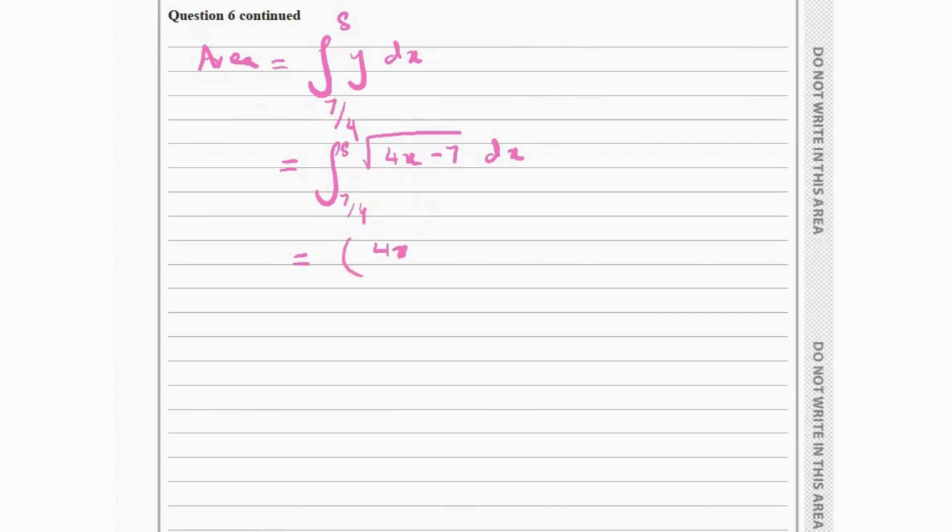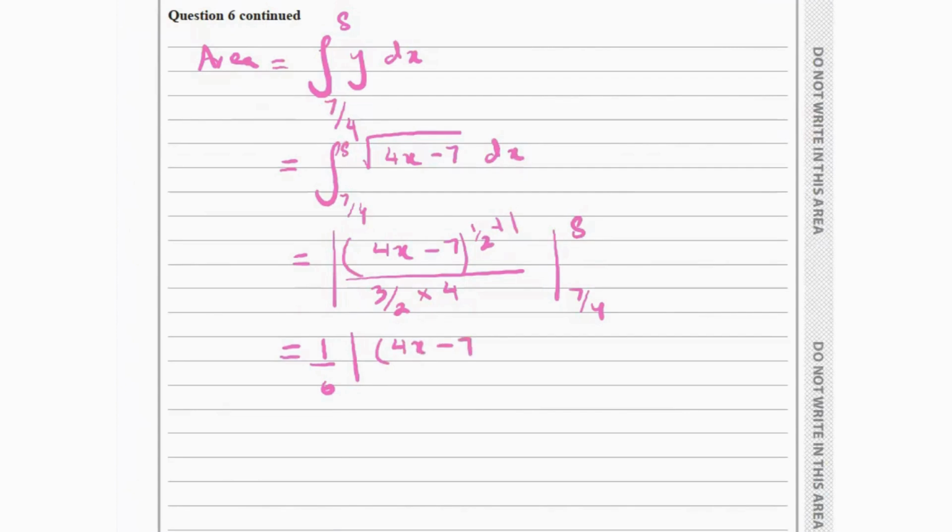Add 1 to the power, so 4x minus 7 whole power 1 over 2 plus 1 divided by the new power, which is going to be 3 over 2, and times it by the coefficient of x, which is 4. And the limit is again the same, 7 over 4 to 8. So 3 over 2 times 4 is 6. So 1 over 6, and it's going to be 4x minus 7 whole power 3 over 2. I just brought the 1 over 6 outside to make the calculation simpler. Want to keep it inside?